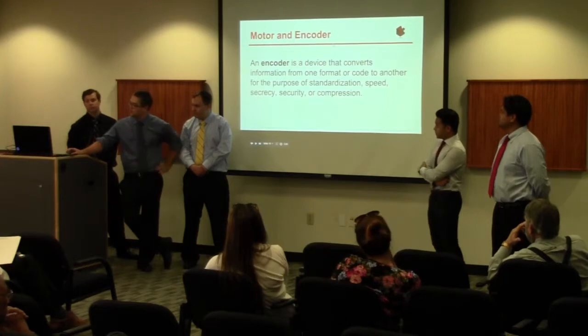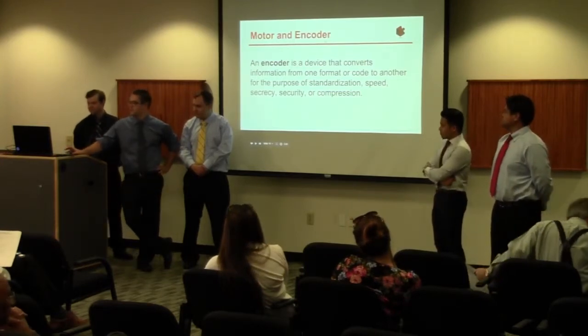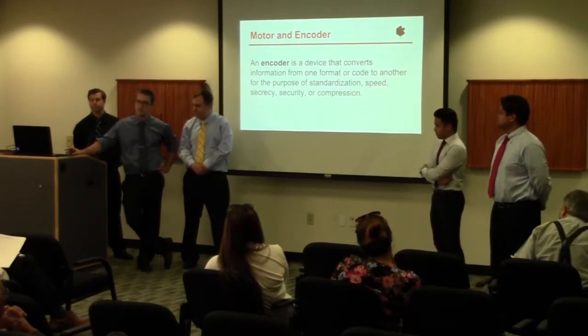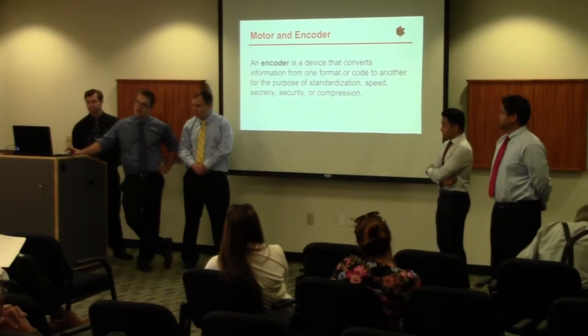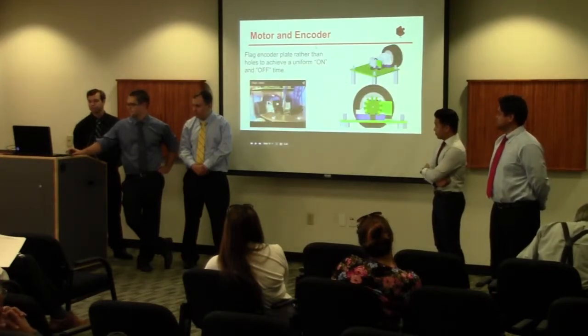An encoder is a device that converts information from one format or code to another, and that's exactly what we're doing with our encoder. We take the speed as well as the distance traveled by adding up the actual ticks from our encoder and use that to help us move throughout the maze.